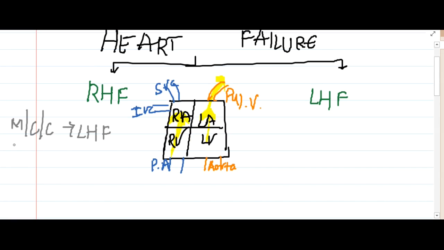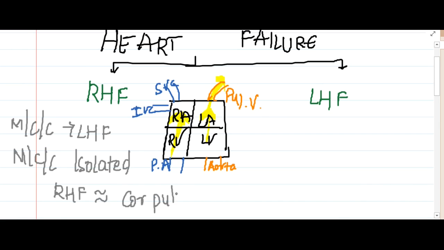Next, if you were asked what is the most common cause of isolated right heart failure, that is without left heart failure, then in such cases cor pulmonale is the most common cause of right heart failure.